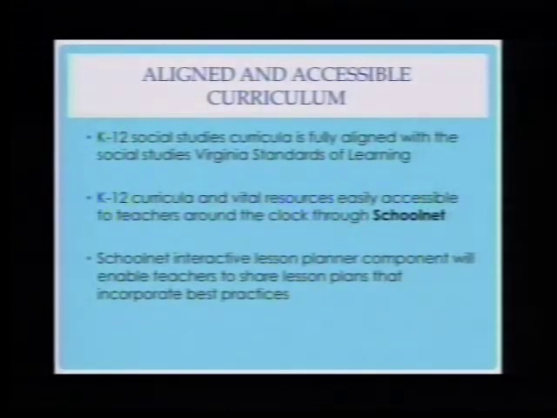The next thing, the goal of our department is to create an aligned and accessible curriculum, and that is what we really focus on. Our K through 12 social studies curriculum is fully aligned with the social studies standards of learning. Our standards changed in 2008, so we've had quite a bit of time to make sure that we've aligned the curriculum, and just about 3/4 of the resources for K through 12 are loaded on SchoolNet.